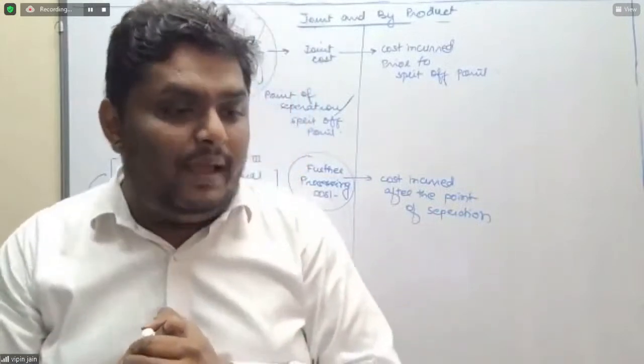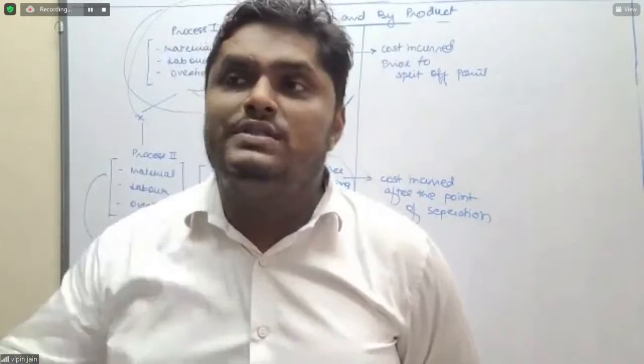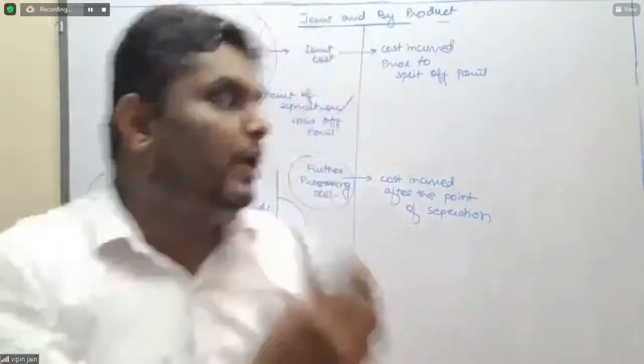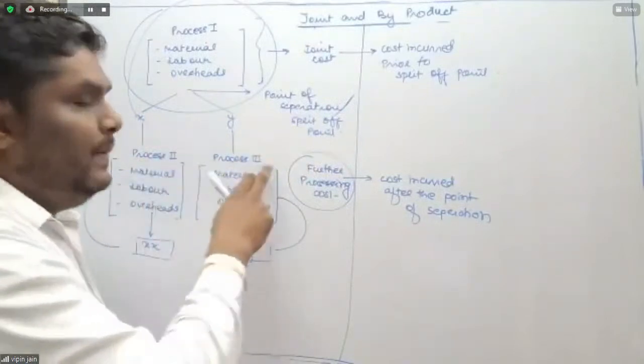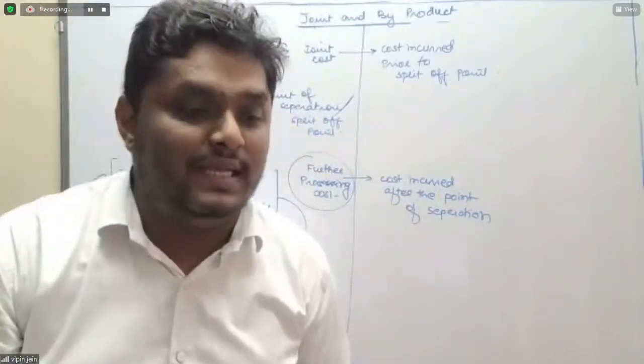What is further processing cost? That is the cost that is incurred after the point of separation. So herein, the cost that is incurred in process second and process third is further processing cost.